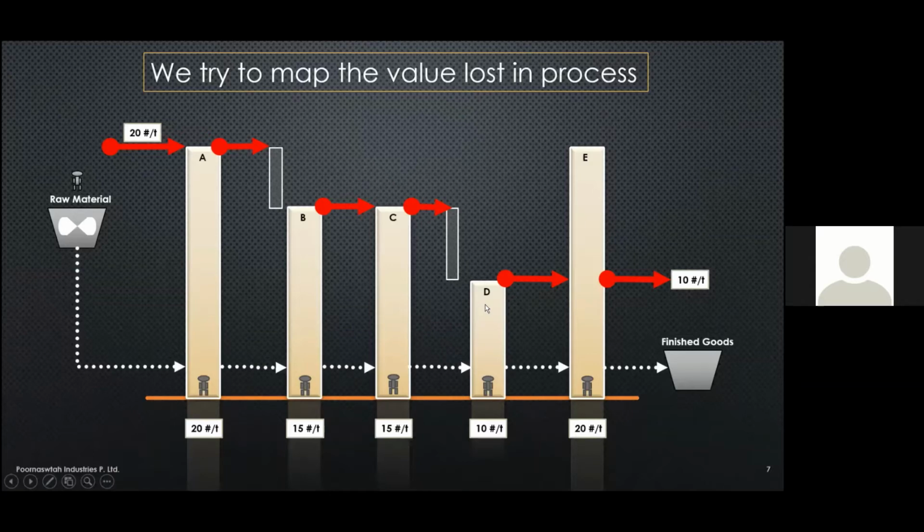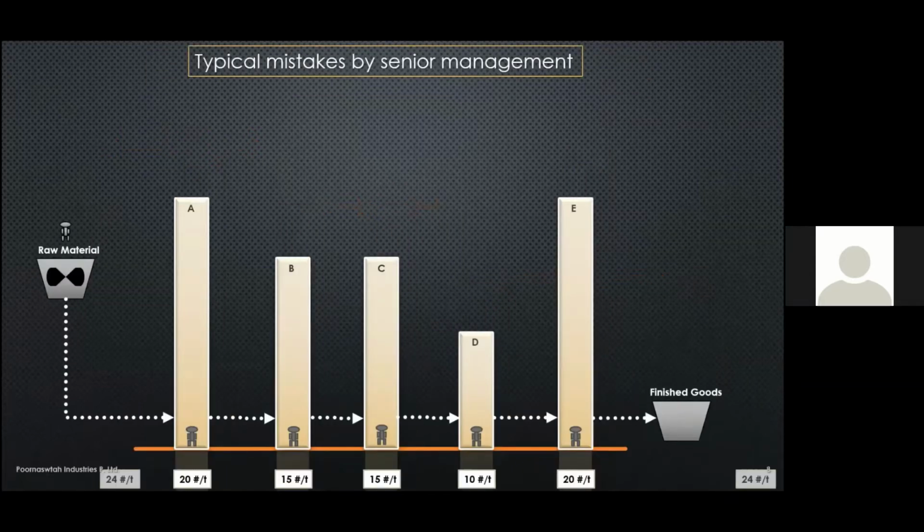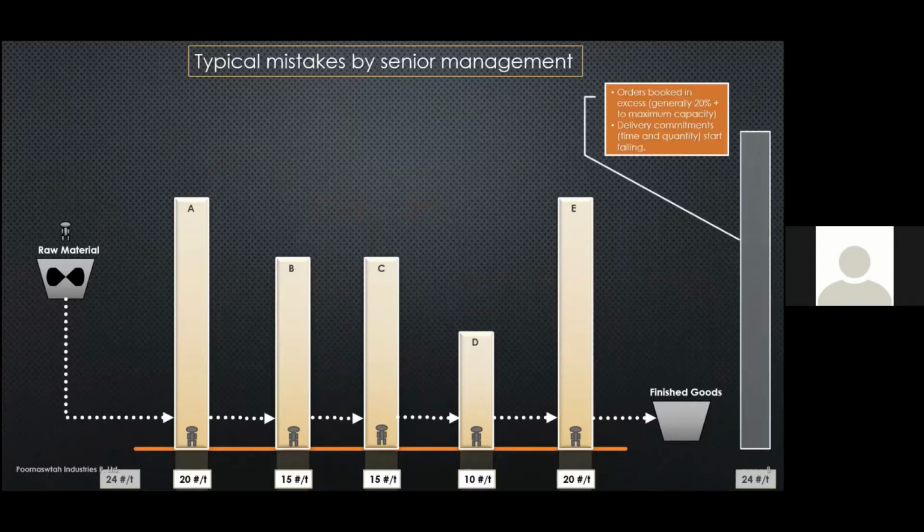Okay, now let's look at what a typical organizational problem arises. You will find it everywhere. Again, the same example, you will often find typical mistakes by the senior management, like orders being booked in excess, generally 20% to maximize the capacity available. So here we have a maximum capacity of 20 here, 20 here. So senior management says, okay, we have 20 units processing time, so please book the orders. And they book 24 units per time orders.